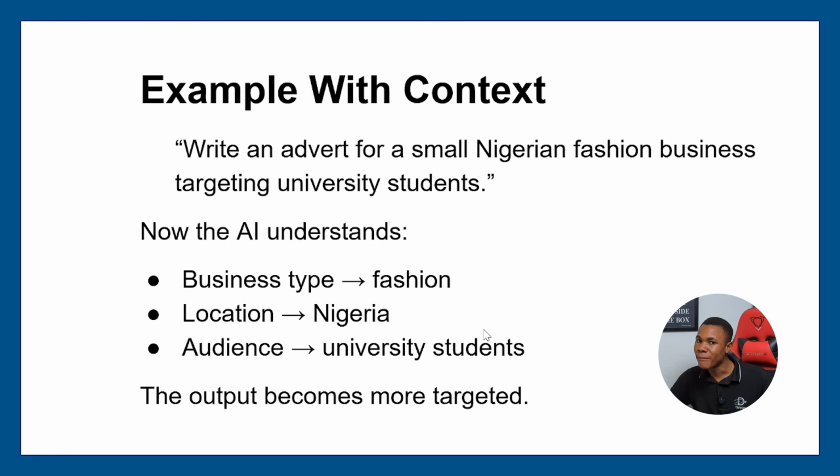So now let's combine the first part and the second part of a prompt. So you can tell the AI, you are a pro fashion designer, comma, write an advert for a small Nigerian fashion business. Are you not seeing? We have combined the first part and the second part. Is that okay? So that's what context is all about. We are still going to go to the third part, and I'll show you how to combine it, go to the fourth part, and how to make the whole prompt a better prompt.